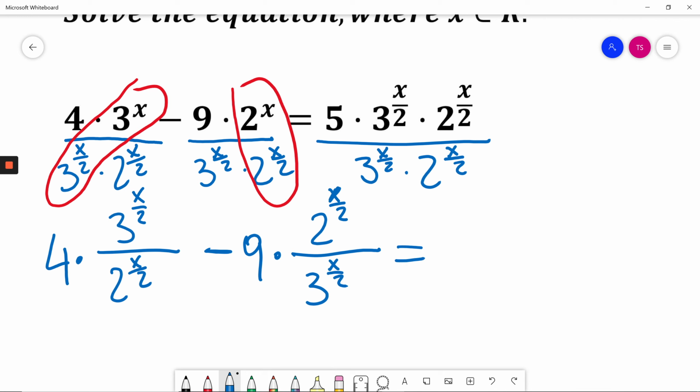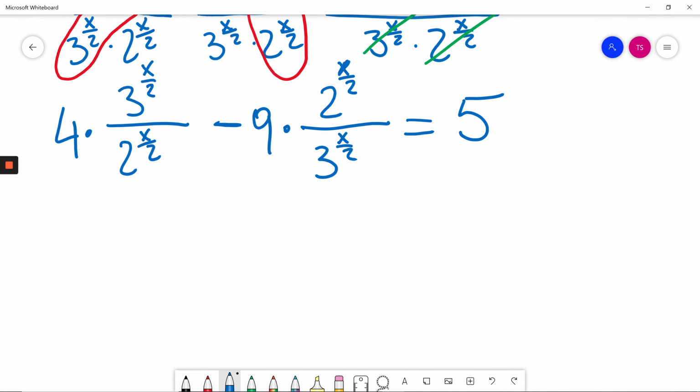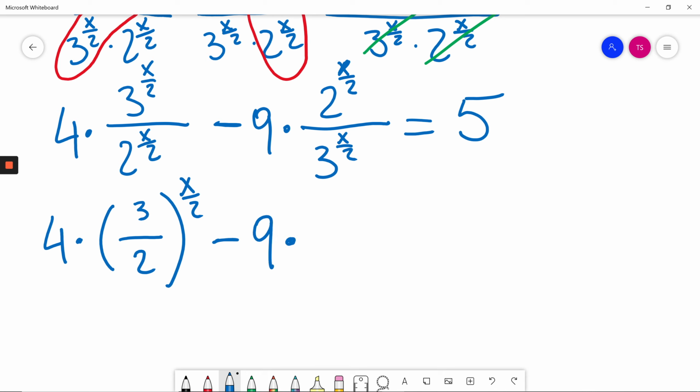And this will be equal, the same thing divided by the same thing is 1. Similarly here this is 1, so right side is equal to 5. So now I can write this equation 4 times. I can see it's the same power, so I can just write it 3 divided by 2 to the power of x divided by 2 minus, similarly, the same power, I can write it this way, and this is equal to 5.